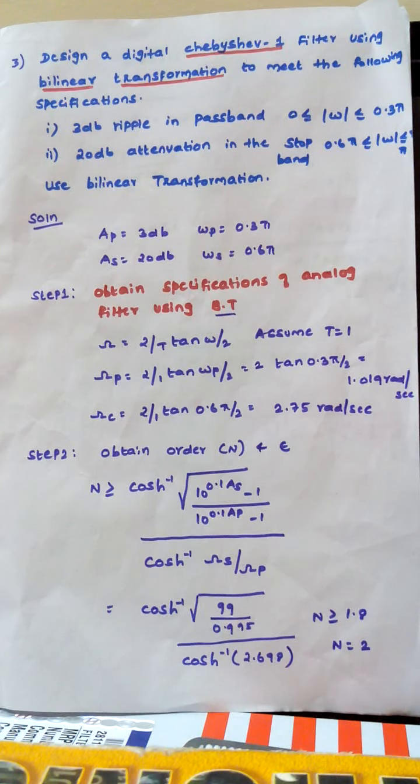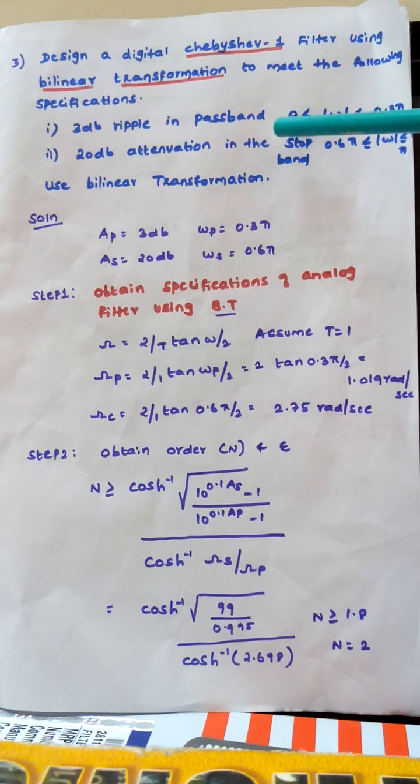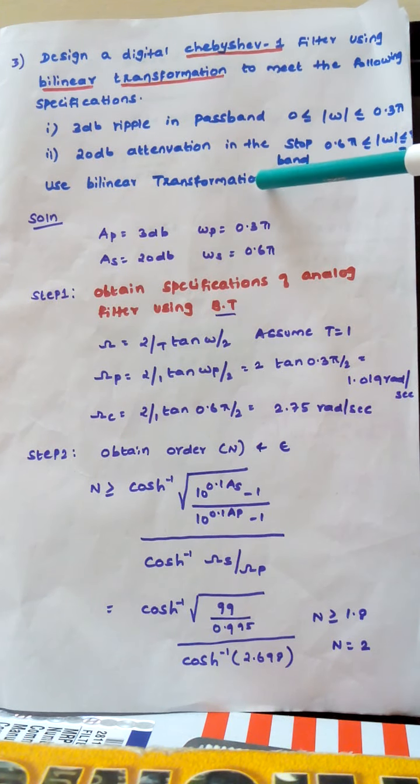So in the last video we did the two problems with the Butterworth filter, and now we'll see the digital Chebyshev filter using bilinear transformation to meet the following specification. They have given 3 decibel ripple in the pass band, so omega varies from 0 to 0.3 pi, and 20 decibel attenuation in the stop band. Again this stop band frequency varies from 0.6 pi to pi. So we have to use a bilinear transformation.